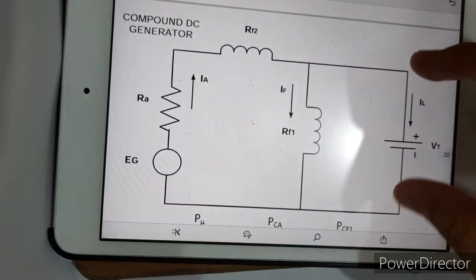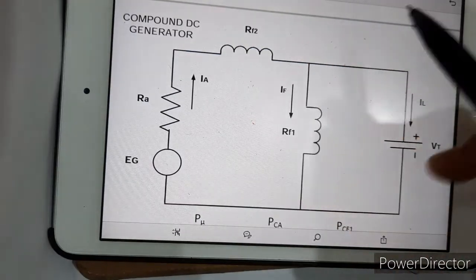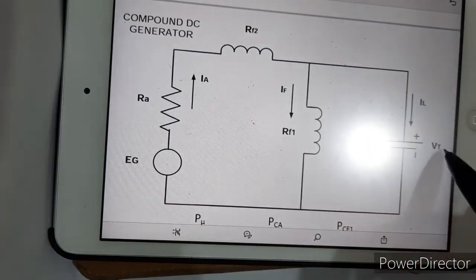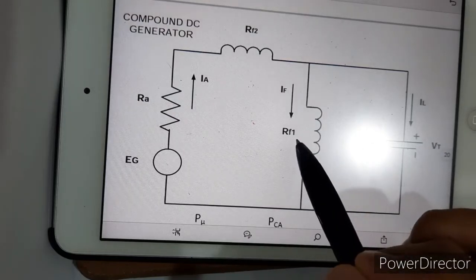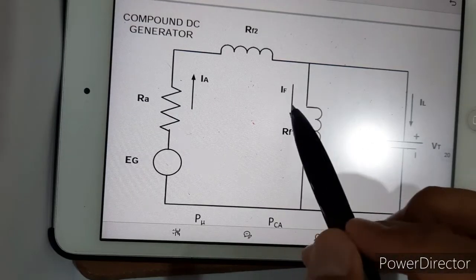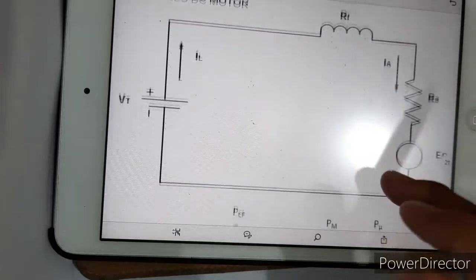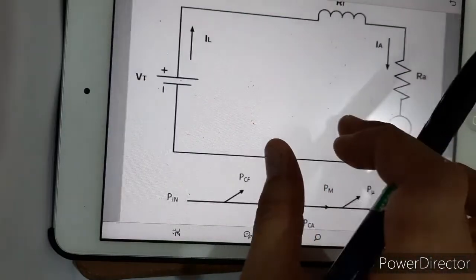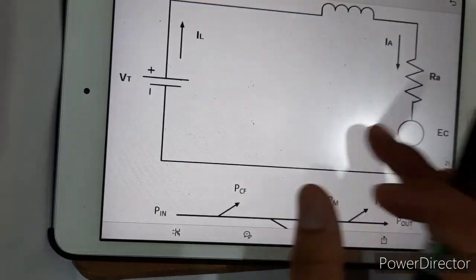Okay, when in parallel, the voltage is the same, so we can determine IF by VT divided by RF1. So you can get the value of IF. Okay, so we move on.